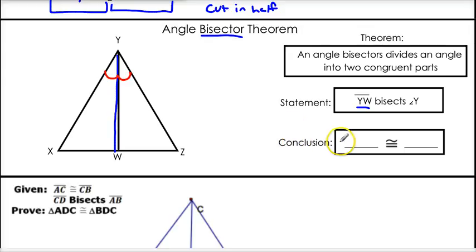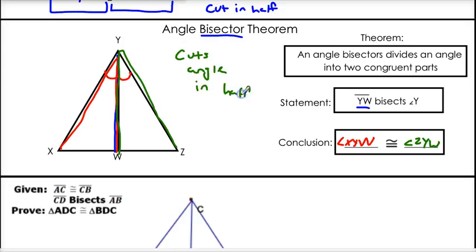So now I know that angle XYW, that's this angle right here, XYW, is congruent to angle ZYW. So you cut angle Y in two parts, so it's ZYW. So it just cuts an angle in half. That's all an angle bisector does. Cuts angle in half. The real key thing here is marking it. So if this line cuts this angle in half, make sure you know how to put your marks there.